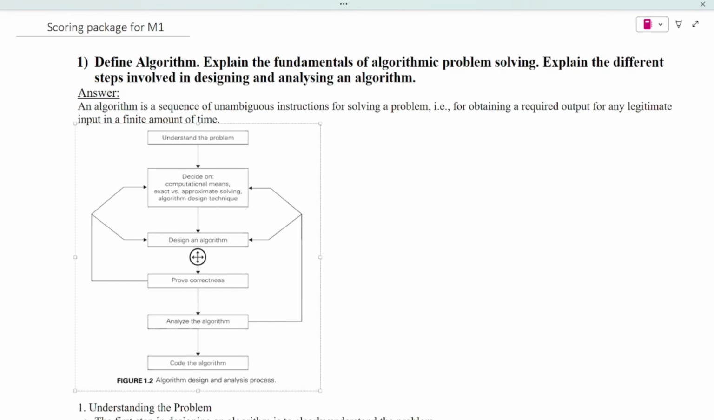See, now first the question is about define algorithm and explain the fundamentals. Okay, first, an algorithm is a sequence of unambiguous instructions for solving a problem.